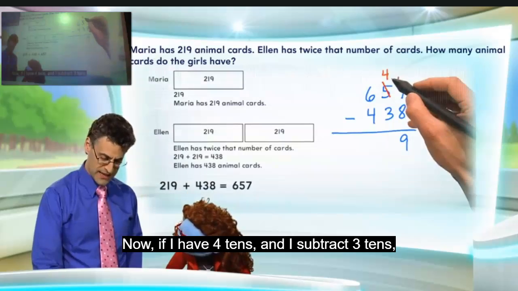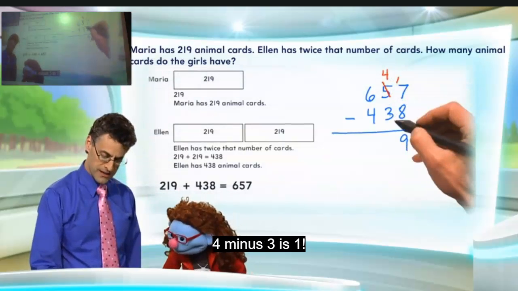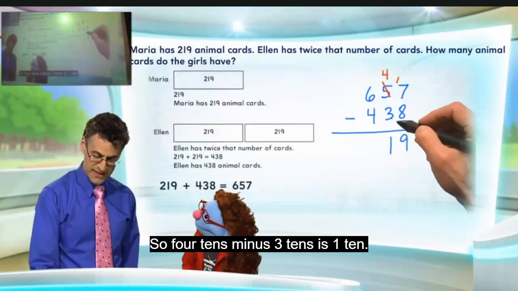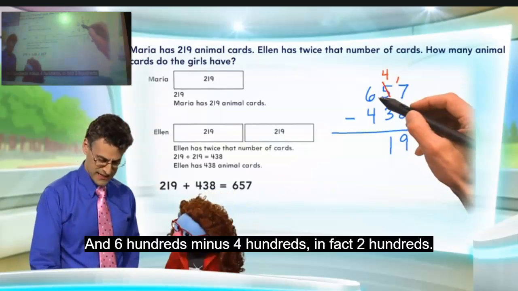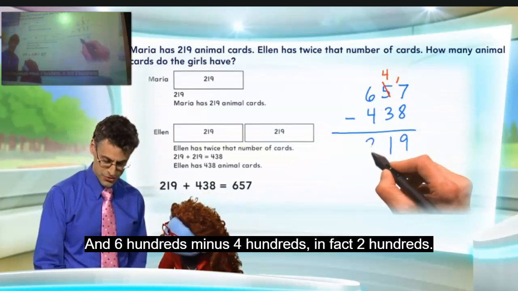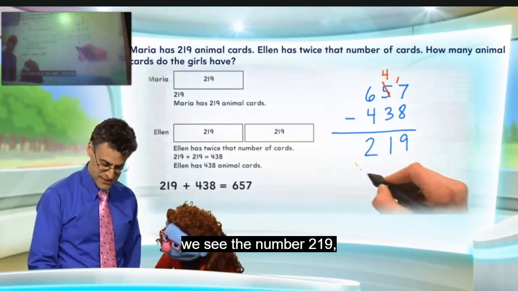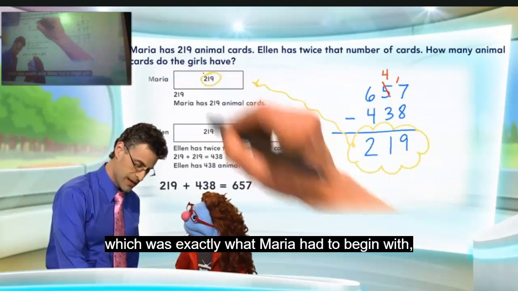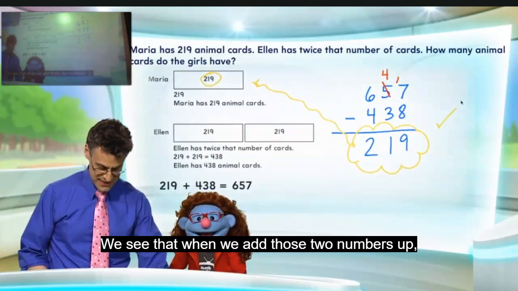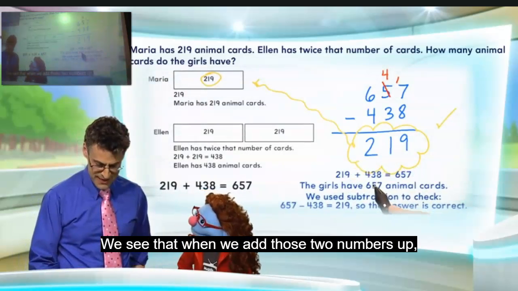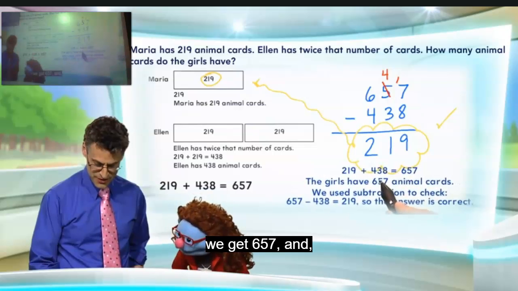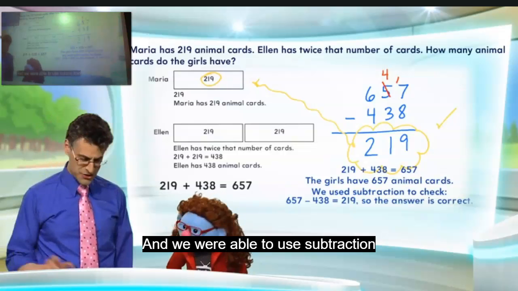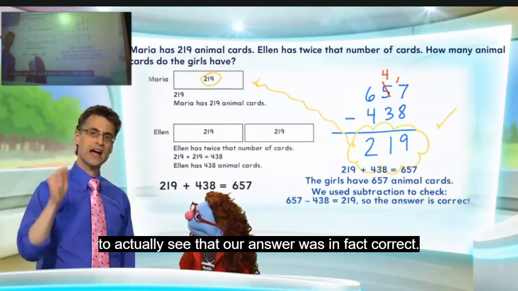Now, if I have 4 10s and I subtract 3 10s, 4 minus 3 is 1. Exactly. So 4 10s minus 3 10s is 1 10, and 6 hundreds minus 4 hundreds is 2 hundreds. And look what we see, Jeannie. We see the number 219, which was exactly what Maria had to begin with. And so it checks. When we add those two numbers up, we get 657, so that's how many the two girls had together, and we were able to use subtraction to see that our answer was, in fact, correct.